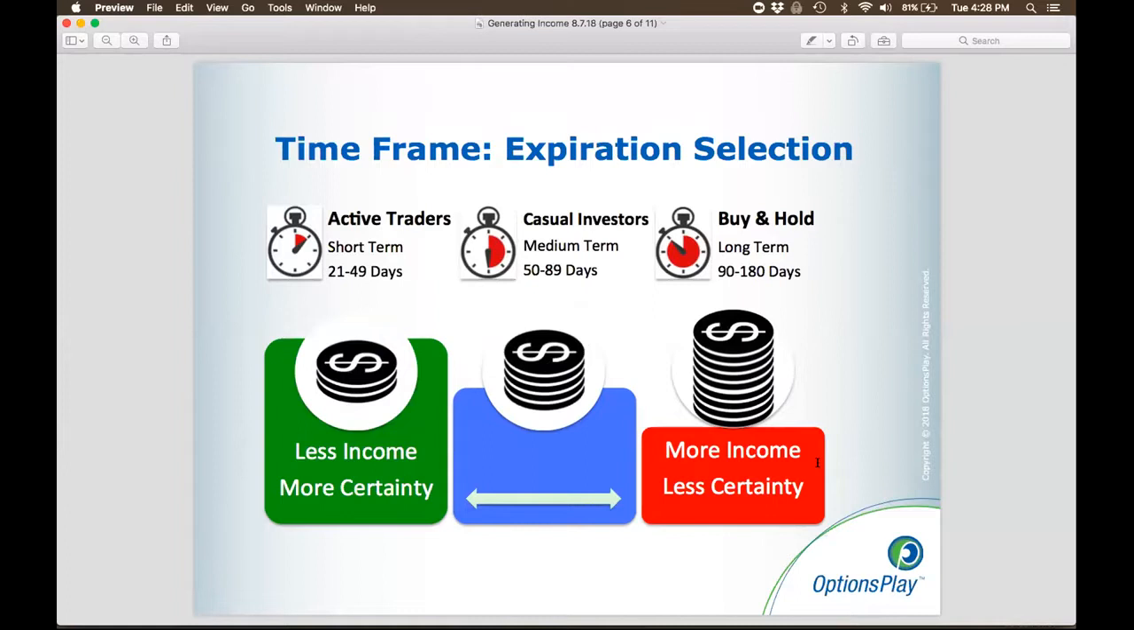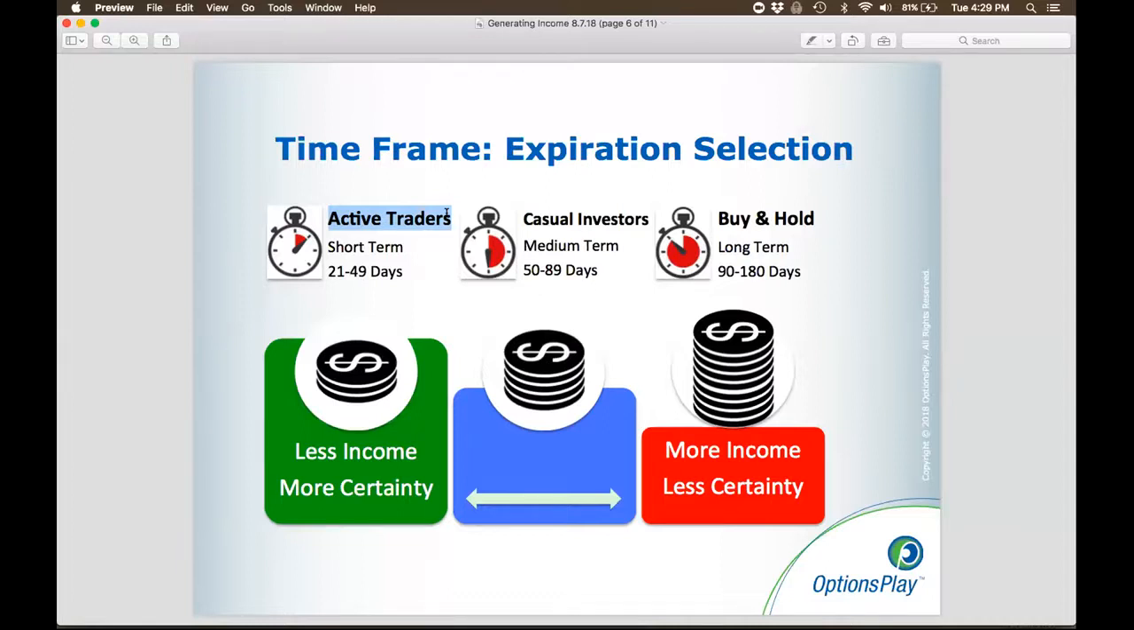Like I said, there are two things you need to select when you're selling a covered call. The first thing is expiration, so let's talk about expirations. Here I have three buckets: active traders, casual investors, and buy and hold. Before we move on, we have to ask ourselves which one of these three buckets we think we fall under. I myself trade fairly actively and have time to look at my account every single day, so I fall under the shorter end of the spectrum as an active trader.